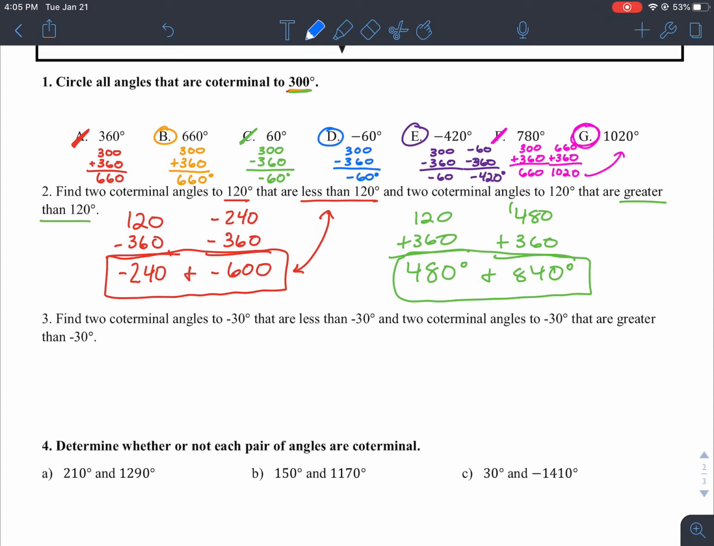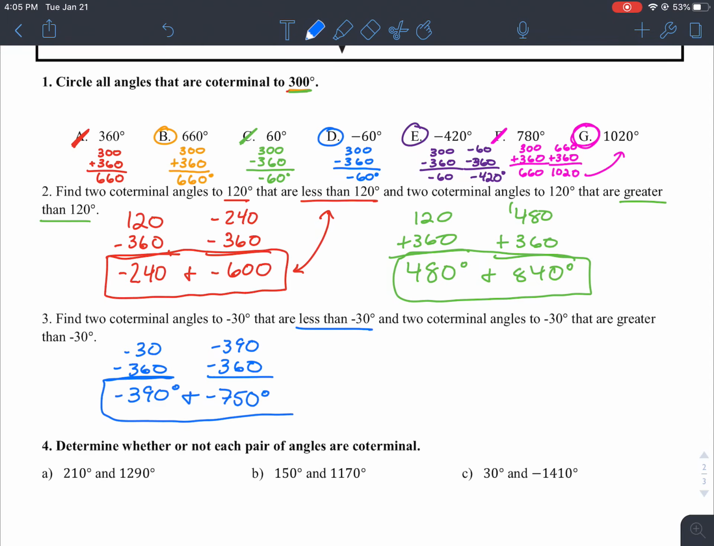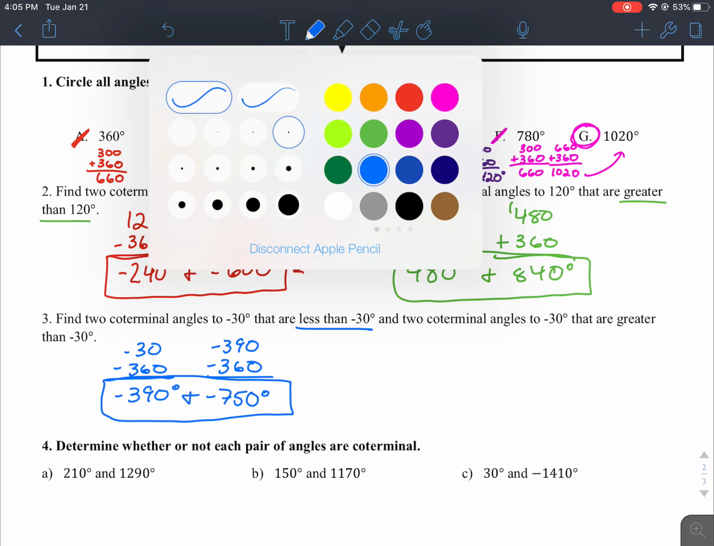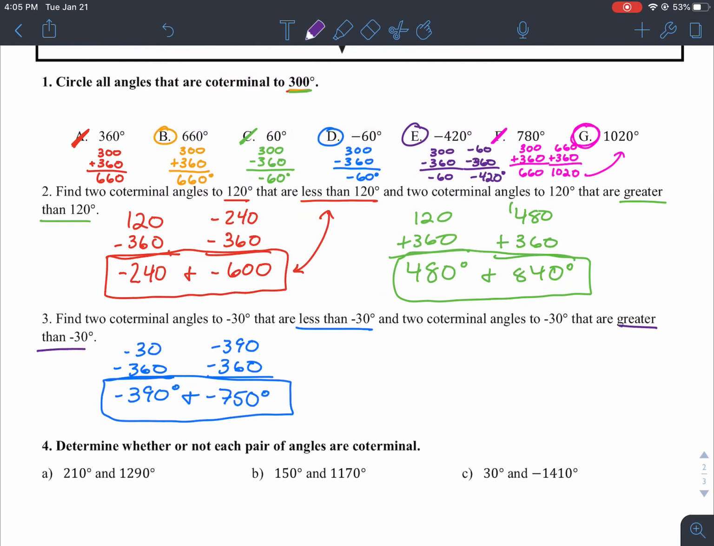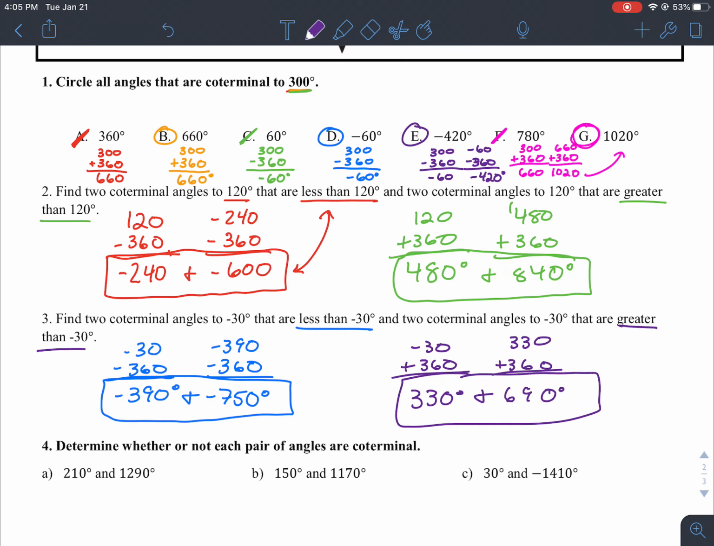Okay, so if I want 2 that are less than negative 30, negative 30 minus 360 comes out to be negative 390. So that's one of my answers. The second one is going to come from negative 390 minus the 360, and that should come out to be negative 750 degrees. Whereas if I want 2 angles that are greater than the negative 30, I'm going to add the 360, and that's going to be a positive 330. Then take that 330, add an additional 360, gets us right back to where we started, 690 degrees. Okay? Hopefully you got those correct.